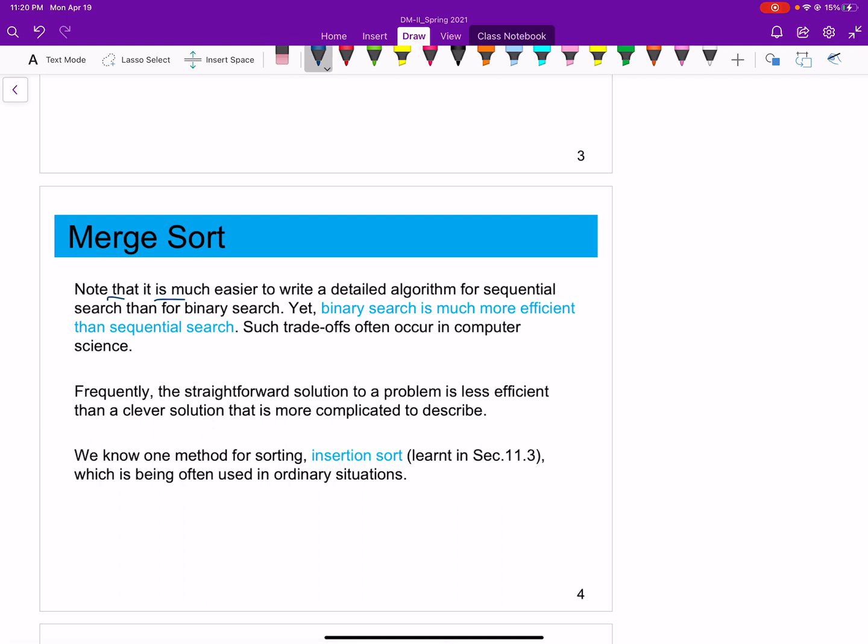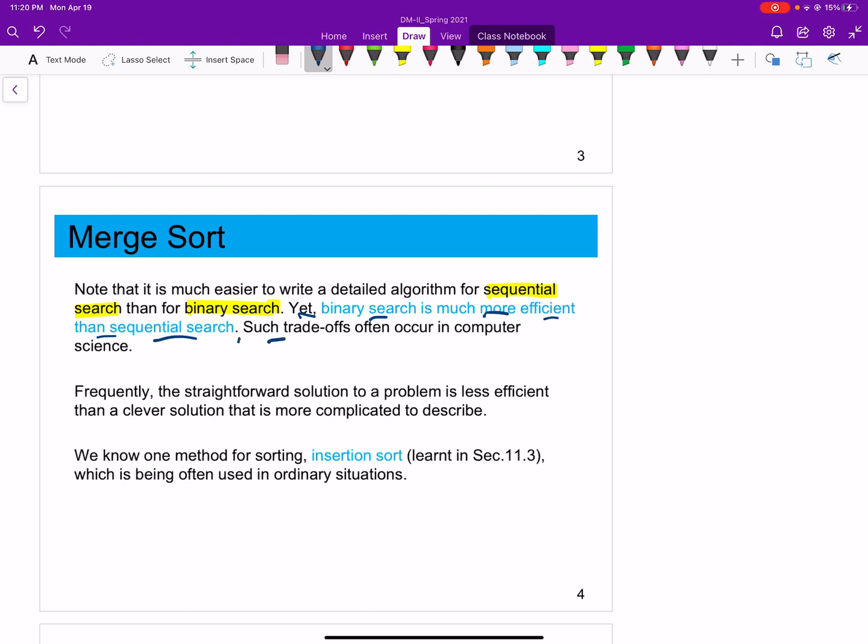Note that it is much easier to write a detailed algorithm for a sequential search than for binary search. We have already learned the sequential search, and the binary search. Writing an algorithm for the sequential search is easier than writing an algorithm for the binary search. You have seen that. Yet the binary search algorithm is much more efficient than sequential search.